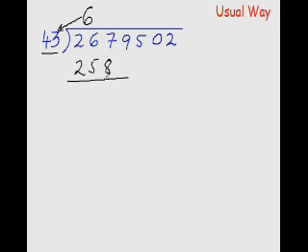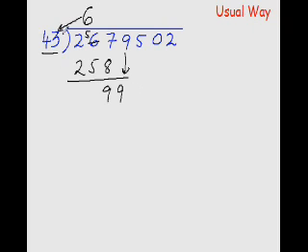Now subtract these digits. So 17 minus 8 would be, we have borrowed 1 from here, so this becomes 5 and this becomes 17. So 17 minus 8 is 9. Now drop the next digit down. So copy 9 here.